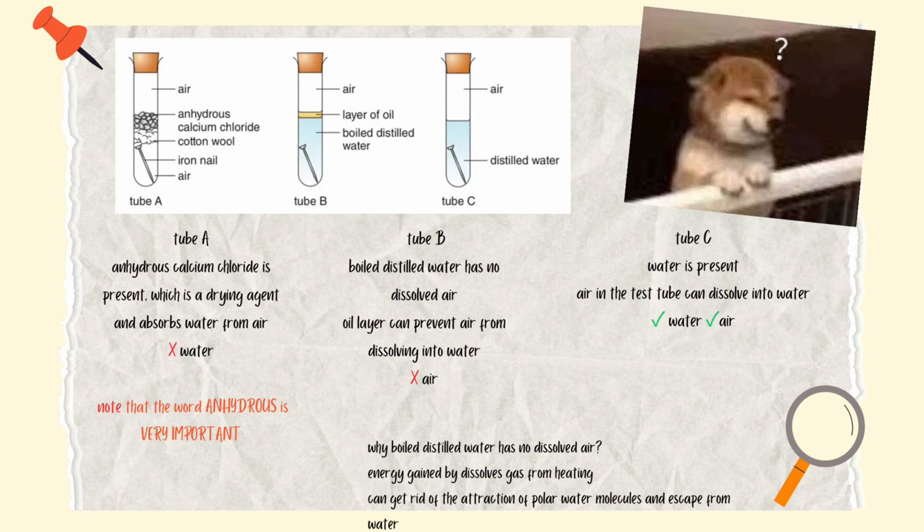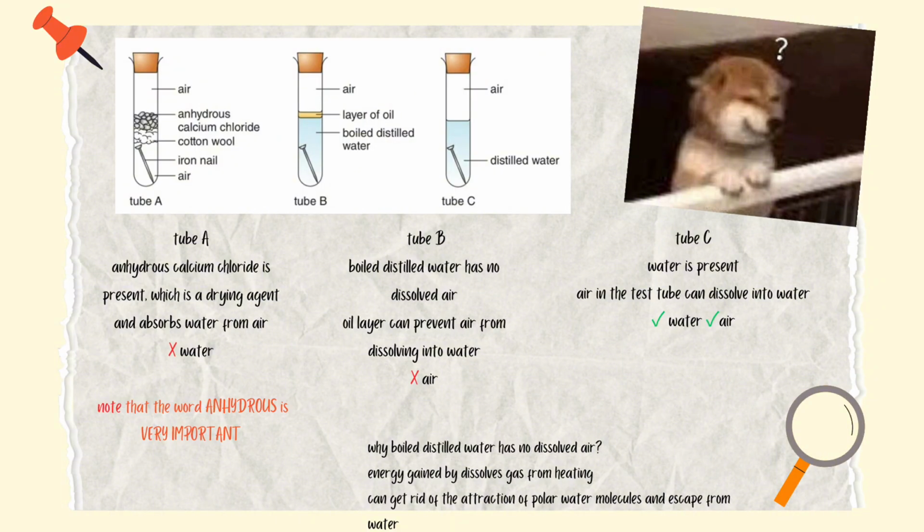We can discuss the examples from our book. For tube A, anhydrous calcium chloride is present, which is a drying agent and absorbs water from air. Thus, tube A has no water for rusting. Note that the word anhydrous is needed. No anhydrous, no mark in exam.